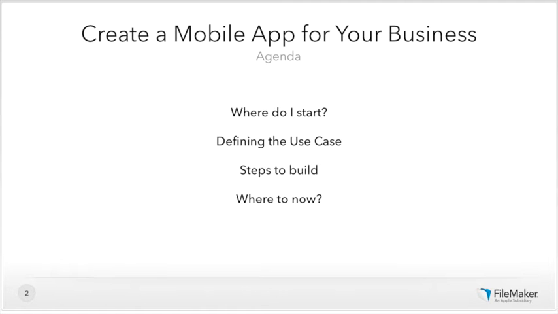Then we'll move on to the use case. We need to carefully define what we need the app to do and how it will be used. And this involves thinking about who will be the users, what devices they'll be using, where they'll be using them, and the data and reporting they need to do their job. And then we need to build it. We need to look at 3 steps: building concepts, building the app itself, and then testing and deployment. And finally, we'll look at where you go next. I'll outline some of the resources available and where to go for further information.